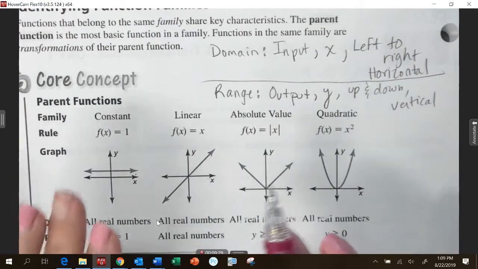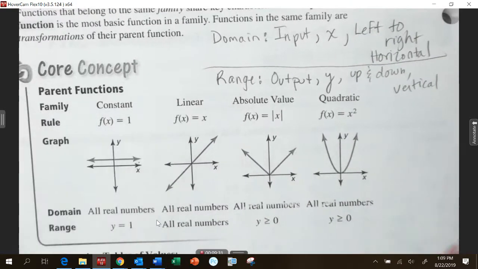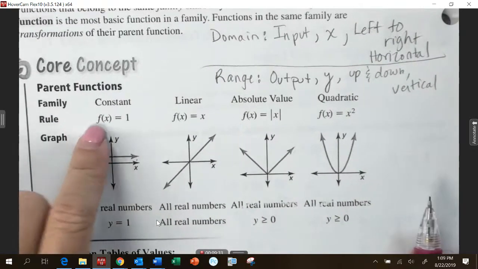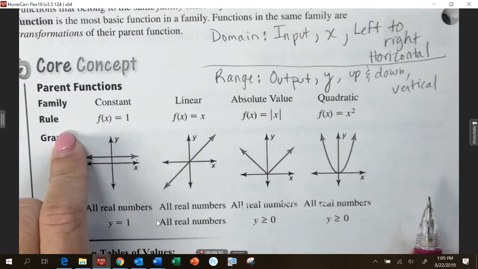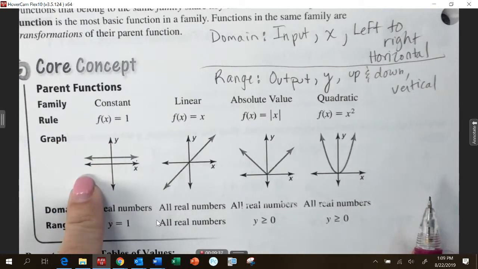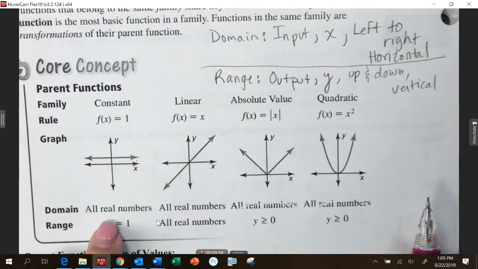So here is listed 4 different families. We have the constant family. We have what the equation looks like. They called it the rule. We have a graph. And then we have the domain, which would be all real numbers.